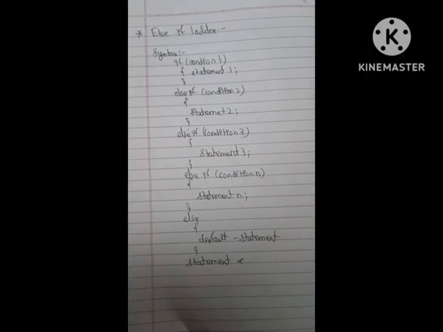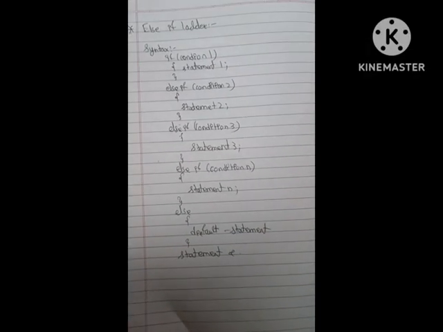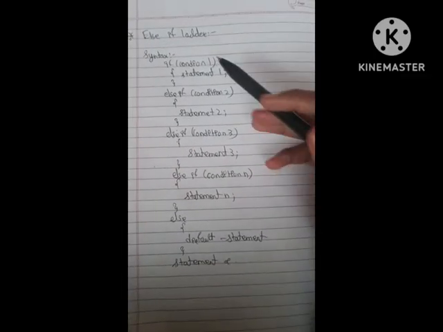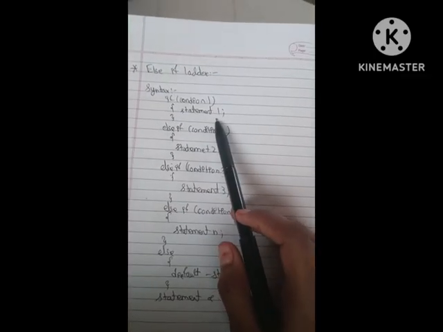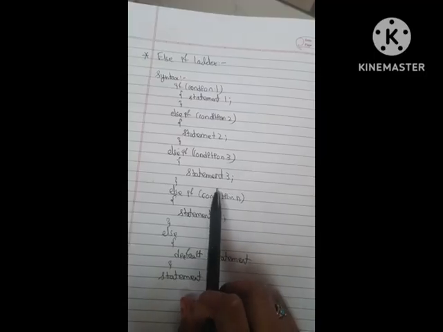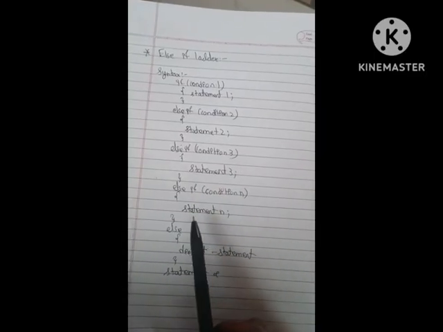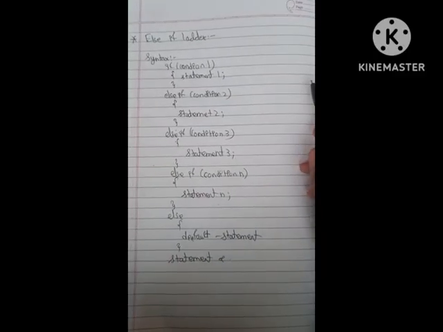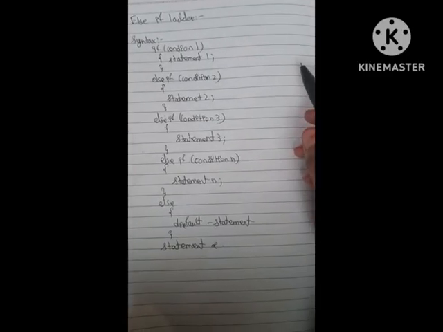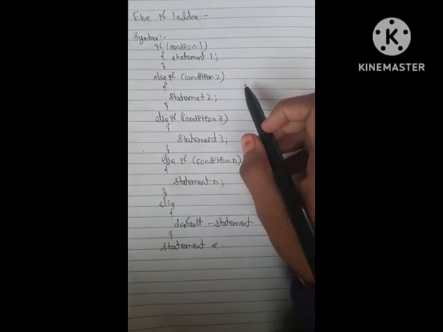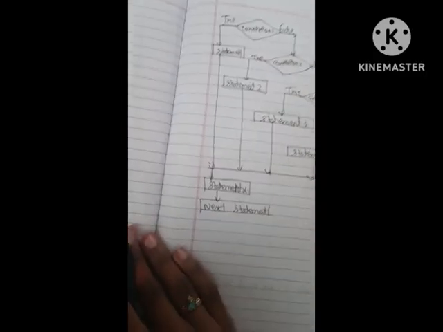The else-if ladder is used to execute code for multiple conditions. The syntax is: if condition 1 statement 1, else if condition 2 statement 2, else if condition 3 statement 3, else if condition n statement n, else default statement. Now let us see the flowchart.